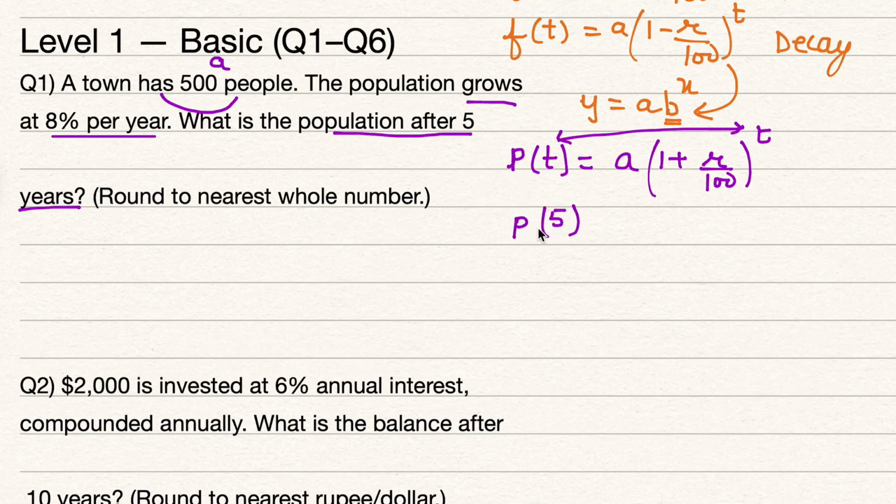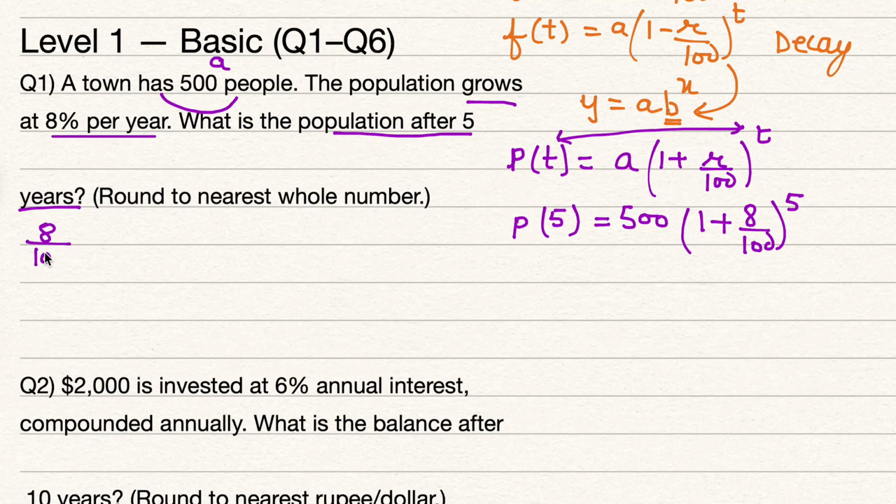That means in place of t we have to plug in 5. A is the initial value, that means in the beginning itself, which is 500. And 1 plus, what is the rate of interest? 8% after 5 years, right? Now after this we have to simply do all the calculations, nothing else. And for doing the calculations, first we must know how to divide by 100 and how to add decimals to 1. These are the 2 skills which are required here. Let's do them one by one.